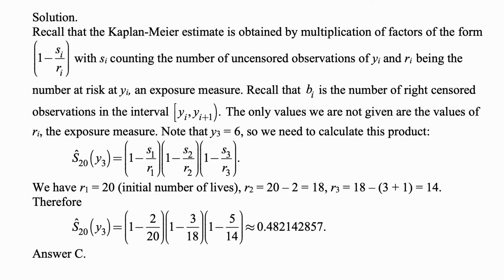So we plug in those values, and S hat 20 of Y3 is 1 minus 2 over 20 times 1 minus 3 over 18 times 1 minus 5 over 14, and that's approximately 0.482142857, and that's answer C.